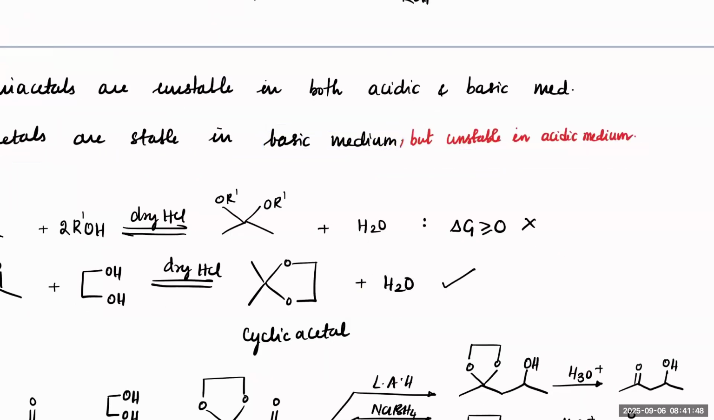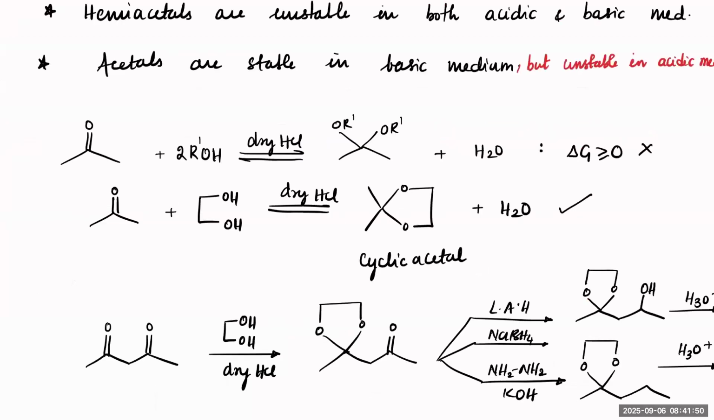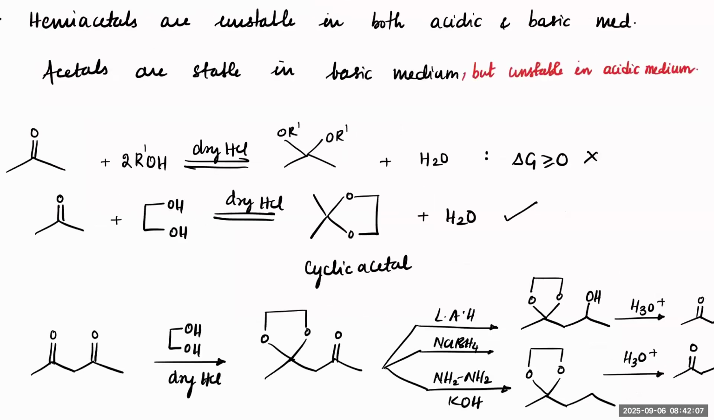Correct. So suppose you have a ketone, for instance. When you react the ketone with 2 moles of alcohols, you'll get these two sigma bonds forming here, and H2O will form here. Correct. Now, what is the problem here, beta? In this reaction, delta H of the reaction.